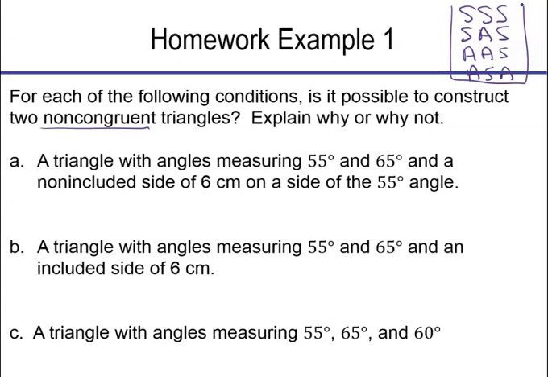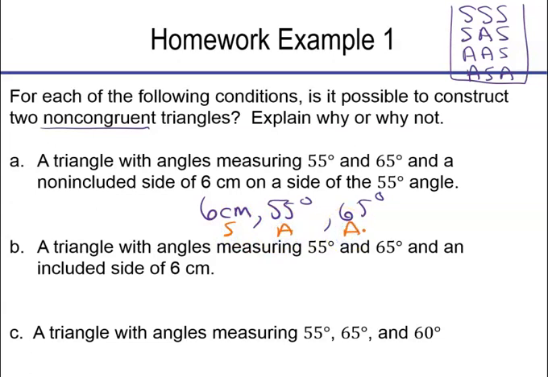Now, we have a triangle with angles measuring 55 degrees and 65 degrees, and a non-included side of 6 centimeters on a side of the 55-degree angle. So when I look at that, we've got a 55 and a 65. So that's an angle-angle situation. It's not one of the first two for sure. It's an angle-angle situation, but it's not the side in between. So we've got a side, 6 centimeters, on the same side as the 55 degrees, and then you have a 65 degrees. These are the three things we know. To me, that is a side, angle, angle.